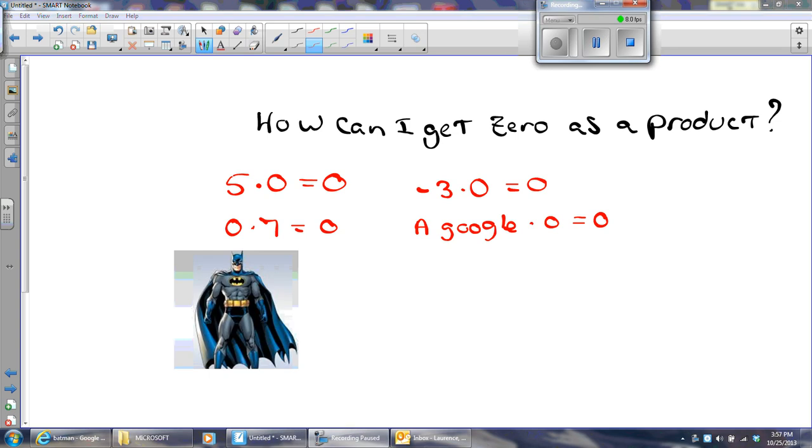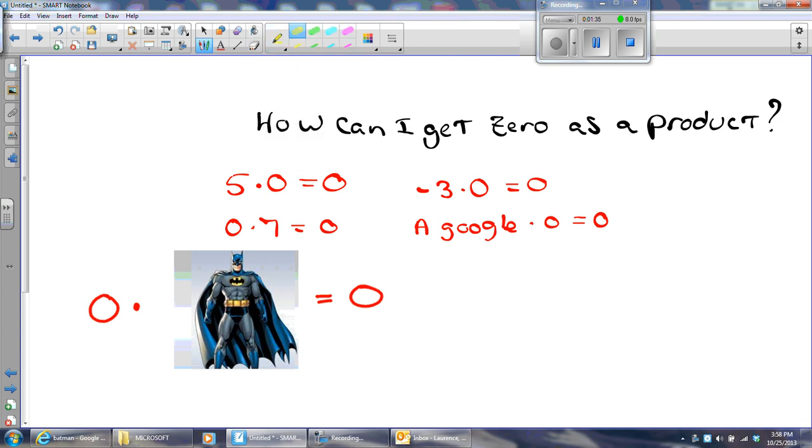How about 0 times Batman? What do you think? 0 times Batman? Yeah, that equals 0 too. The trick for getting 0 as a product is to have one of the factors be 0, right? One of the factors must be 0.